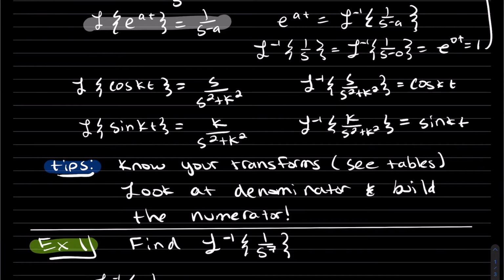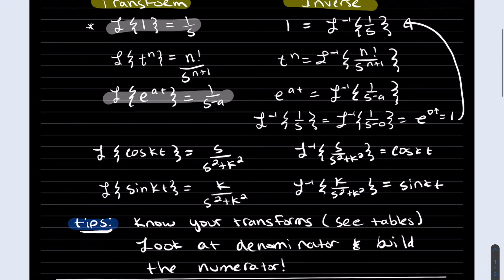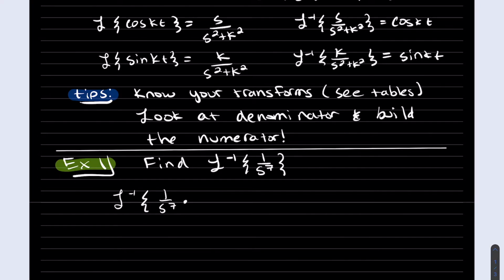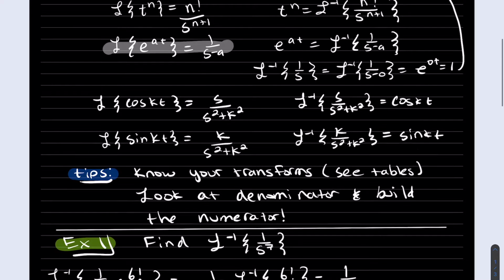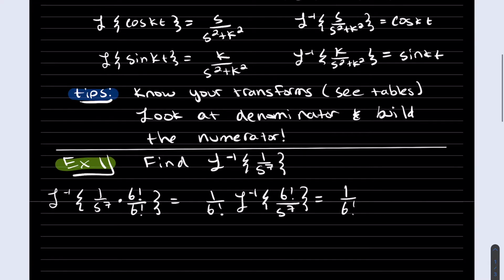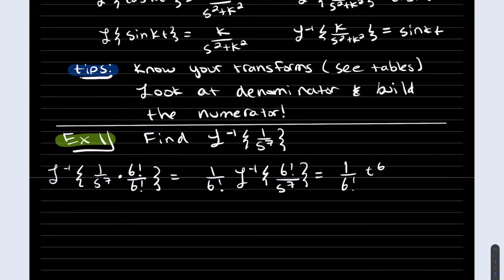So this one uses this, and so we basically have an n plus 1, which is our 7, so we need a 6 factorial on the top. So if we need a 6 factorial on the top, we've got to put one on the bottom. And because it's linear, we can factor out the one we don't need, which is 1 over 6 factorial, which is n factorial, which is our 6.